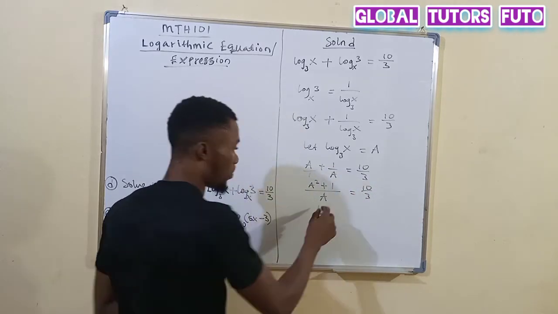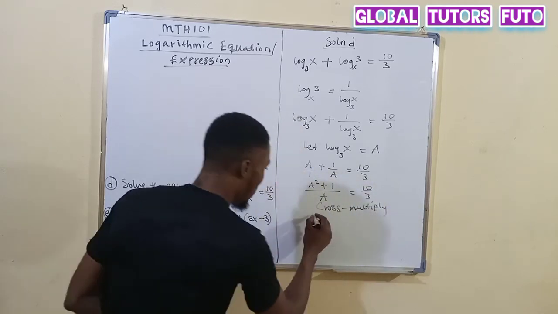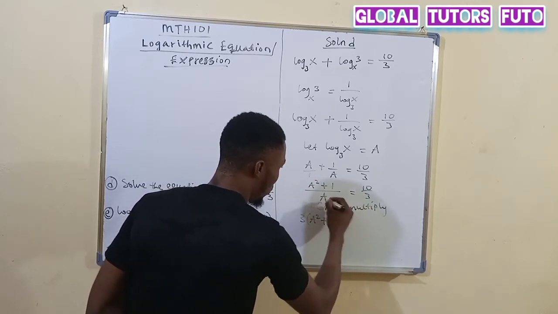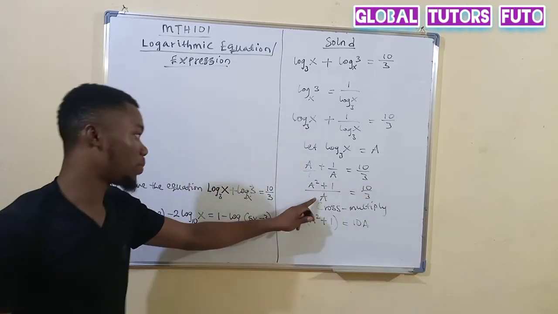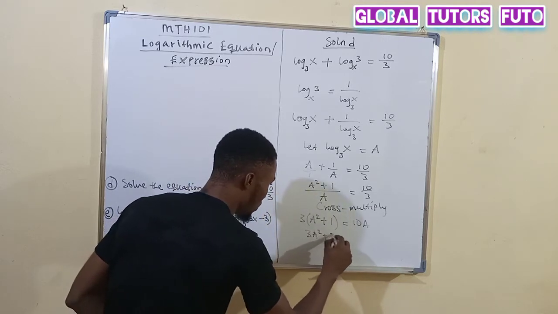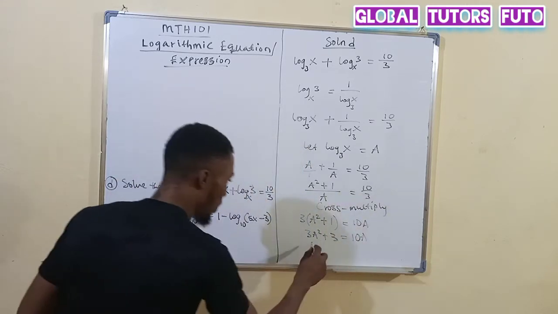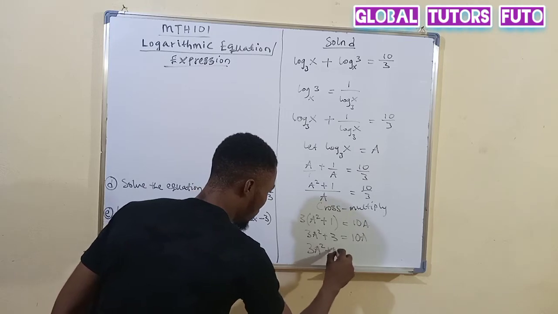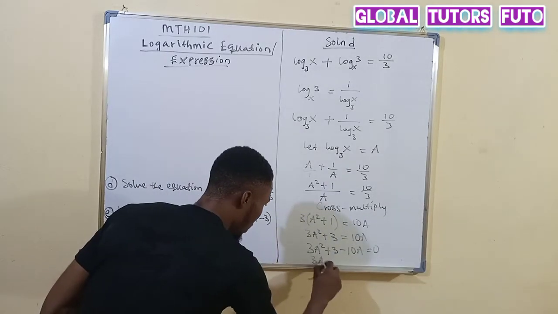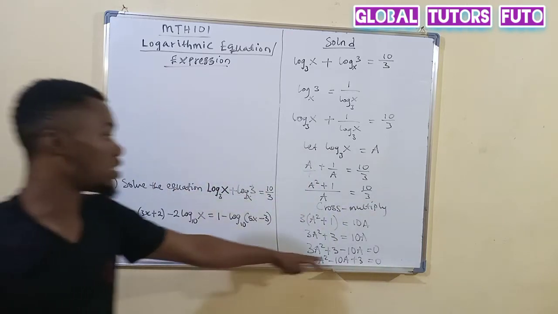So if I cross multiply, what am I going to have? I will have a squared plus 1, so 3 is coming this way, will be equal to 10a. I cross multiply, this goes to this, this goes to this. So if I expand this, I will have 3a squared plus 3 is equal to 10a. So bringing this one inside, I'll have 3a squared plus 3 minus 10a equal to 0. So this will give me 3a squared minus 10a plus 3 is equal to 0. So this is a quadratic equation.